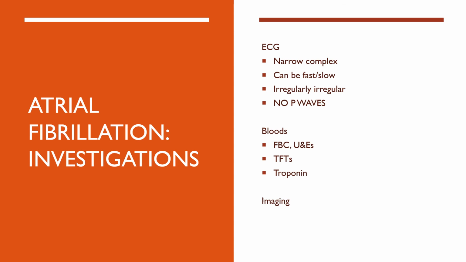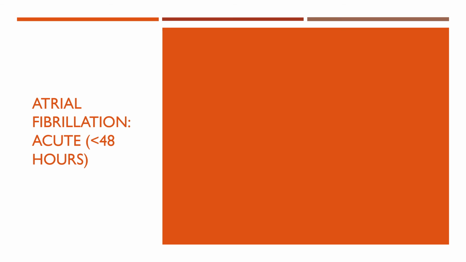In terms of your blood tests, you're going to do all your routine standard blood tests, but the key ones to focus on would be your full blood count and your U's and E's. Your thyroid function tests, because we know that high thyroid levels can cause atrial fibrillation, and then troponin, because we know ischemia can lead to atrial fibrillation as well. Imaging, it's important to get an echocardiogram to show if there are any structural abnormalities of the heart.